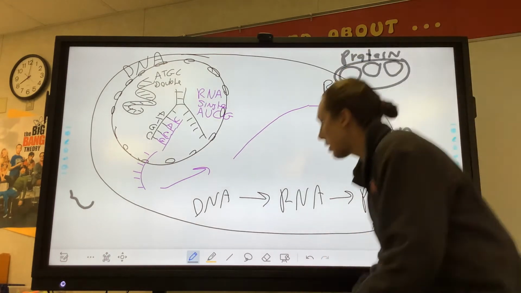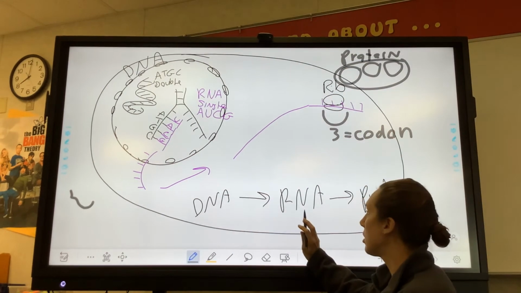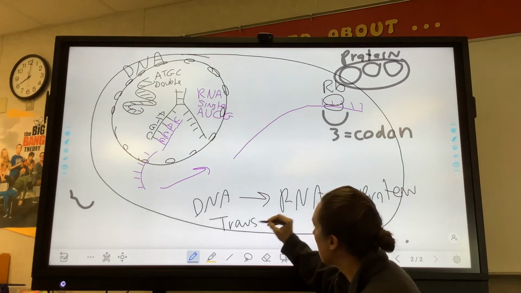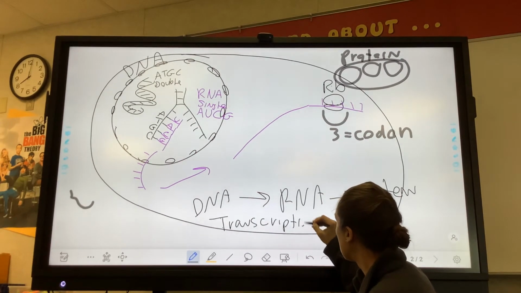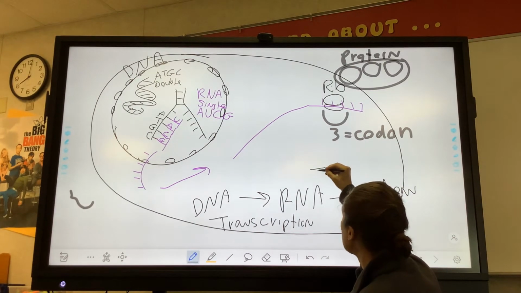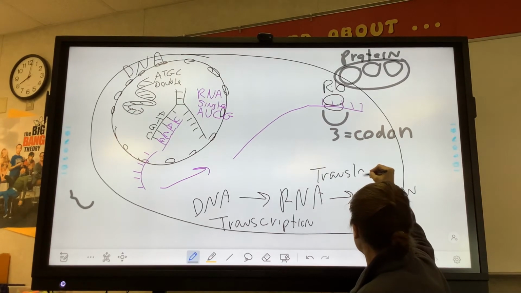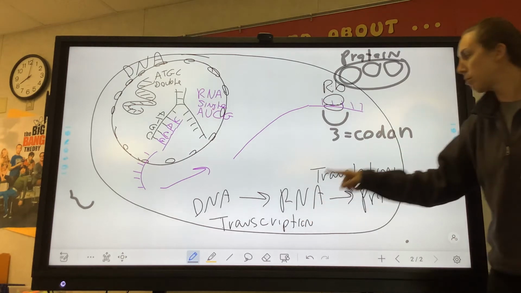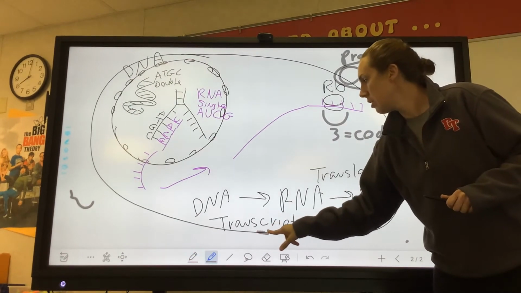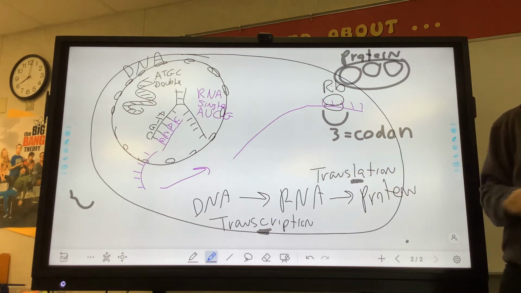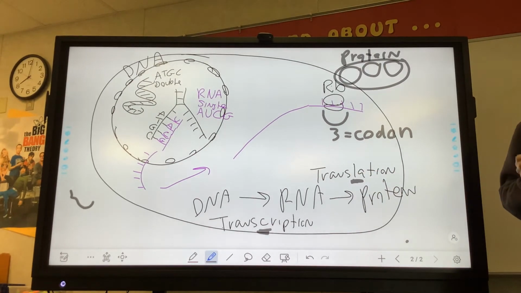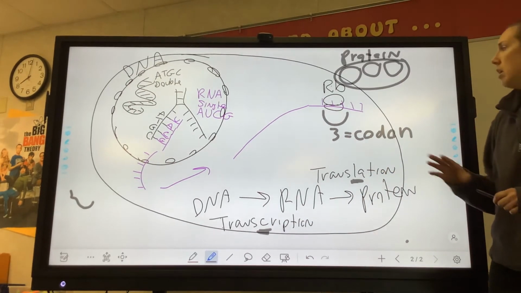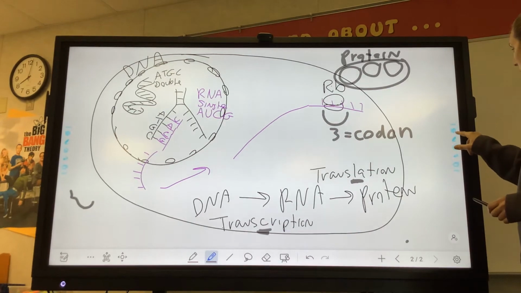Okay? Now, technically the process, DNA turning into RNA, is called transcription. RNA to protein is called translation. And what did the Amoeba Sisters video say about the blank comes before the blank? The C comes before the L. If you forget which is which, transcription comes before translation. Okay? So let's see if that helps us with our worksheet.